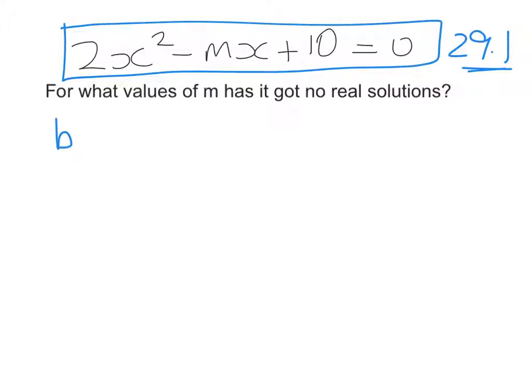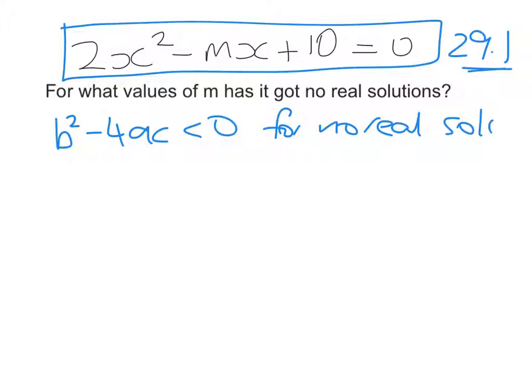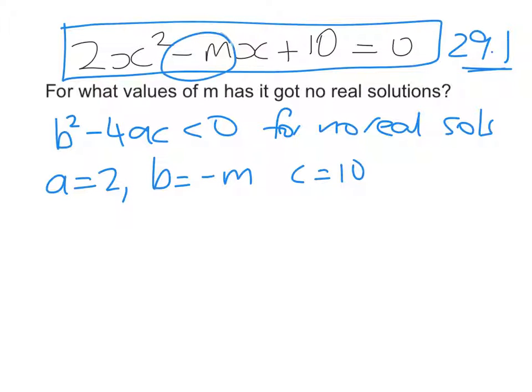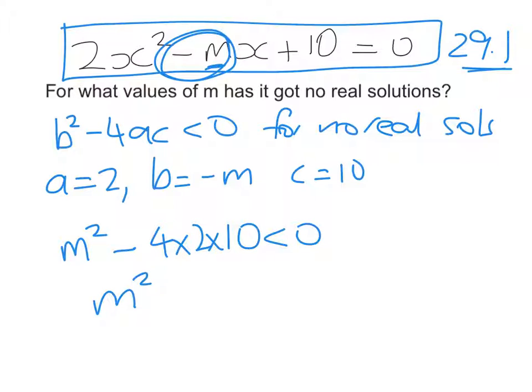Right, so we're looking for b squared minus 4ac being strictly negative for no real solutions. a equals 2, b equals negative m, and c equals 10. Remember, the sign always goes with the digit after it. So we've got m squared minus 4 times 2 times 10 must be negative. So m squared is less than 80.